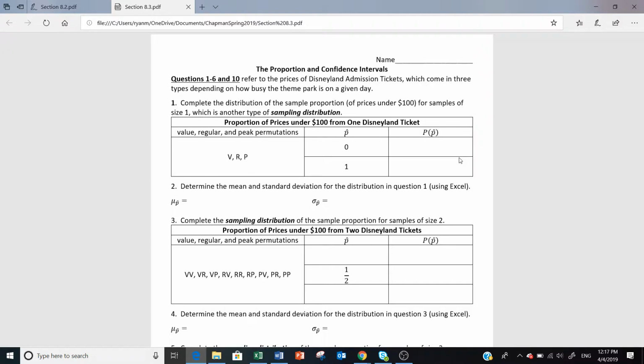Alright. Yeah, that looks correct. Very good. You guys are star students.